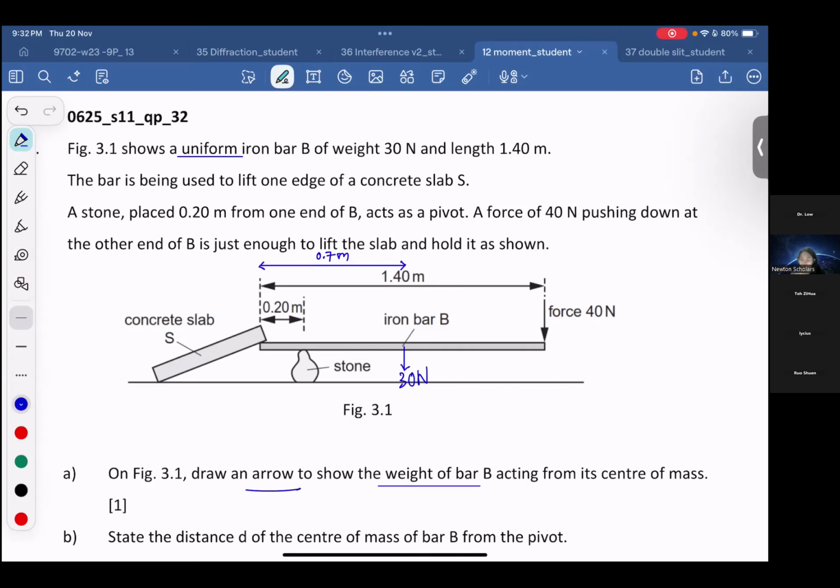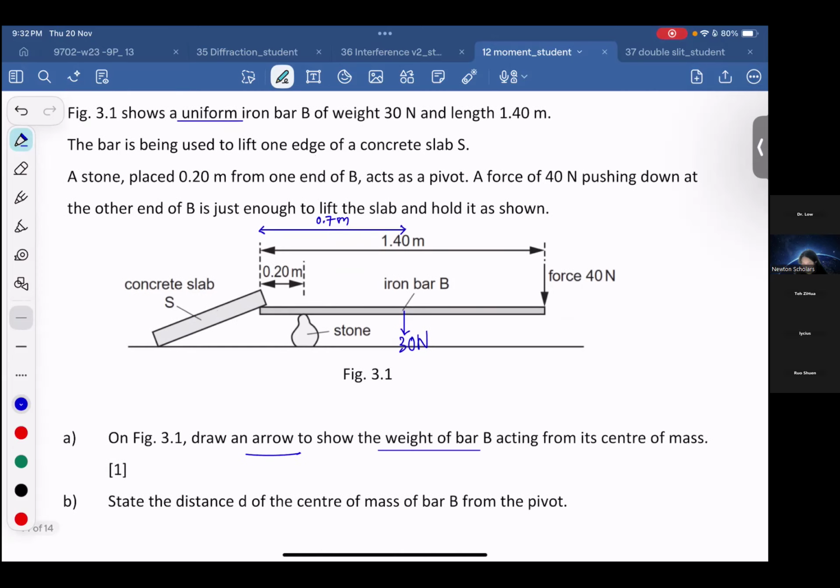Okay, so next, what is question one? State the distance d of the center of mass of the bar from the pivot. Okay, second question, state the distance of the center of mass of bar B from the pivot. From the center of mass until the pivot. The stone is your pivot, the point that doesn't move. So what is this distance? They ask, what is this distance? Any of you can tell me?